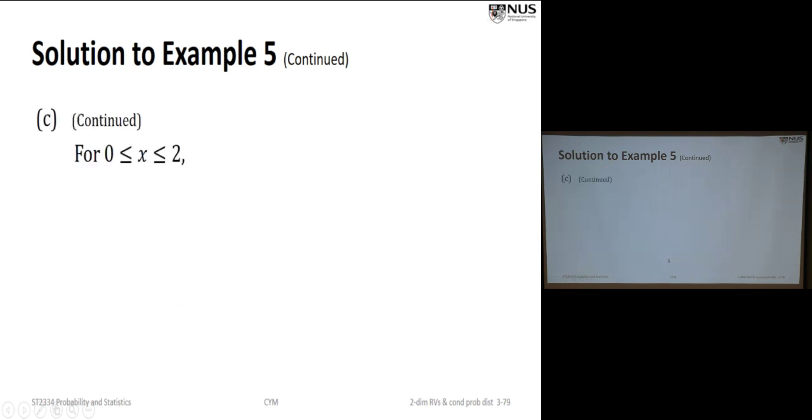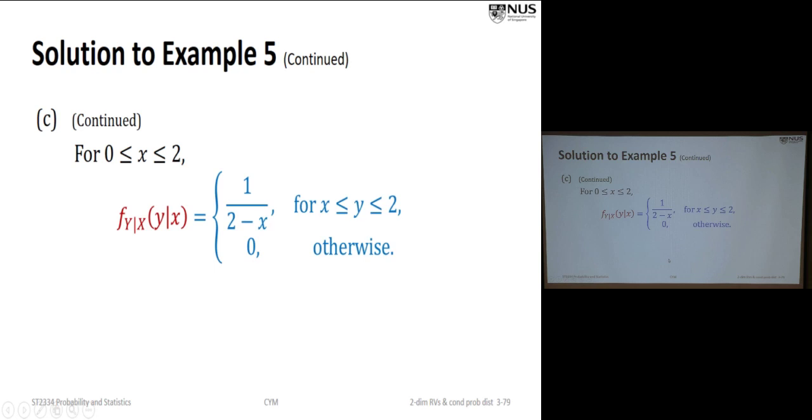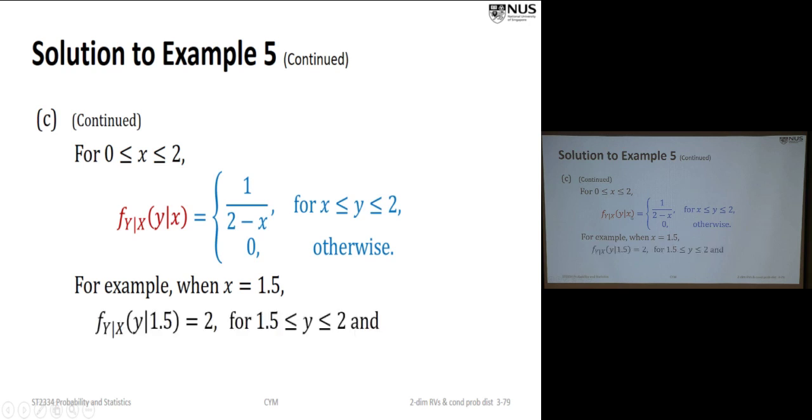Then similarly, when x equal to 1.5, I substitute 1.5, and I get the conditional distribution where x equal to 1.5 is equal to 2, so long as y is between 1.5 and 2. So again, this shows you that the density function can be bigger than 1. So long as y is between 1.5 and 2, then the conditional distribution is equal to 2.